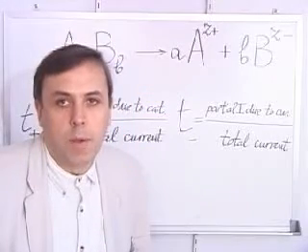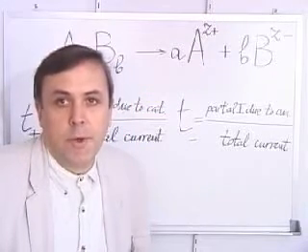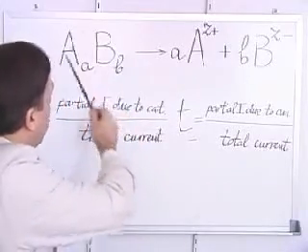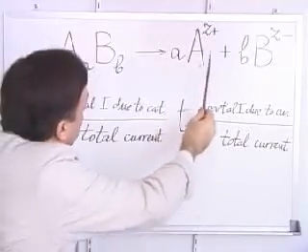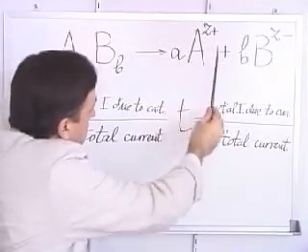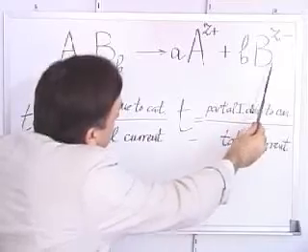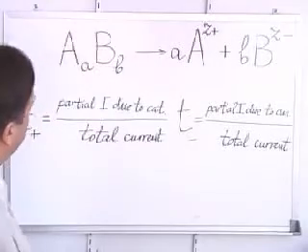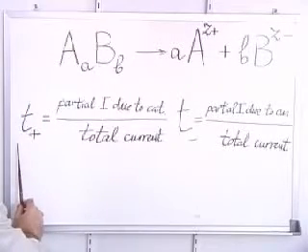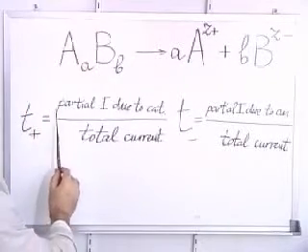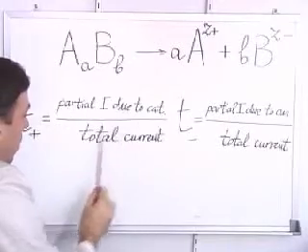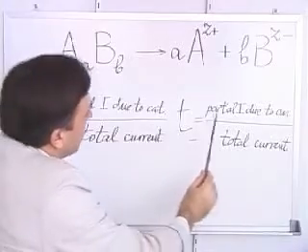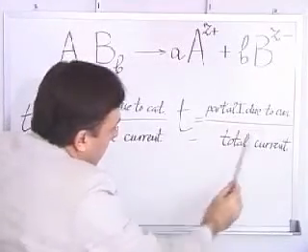Now let us see what the quantitative expressions are for the transport numbers of the ions of a salt that ionizes into A moles of a cation of a valency Z plus and B moles of an anion of a valency Z minus. From the definition, the transport number of the cation is the partial current due to the cation over the total current, while the transport number of the anion is the partial current due to the anion over the total current.